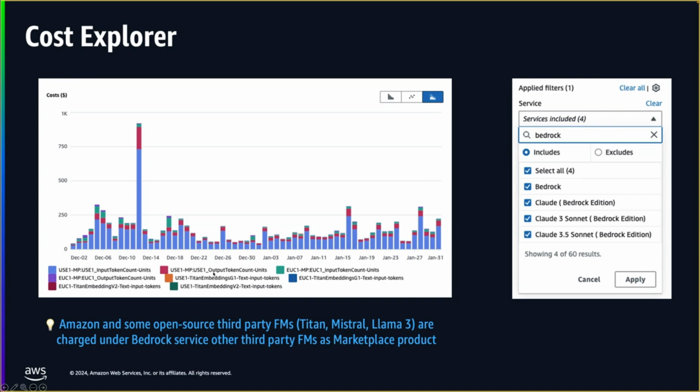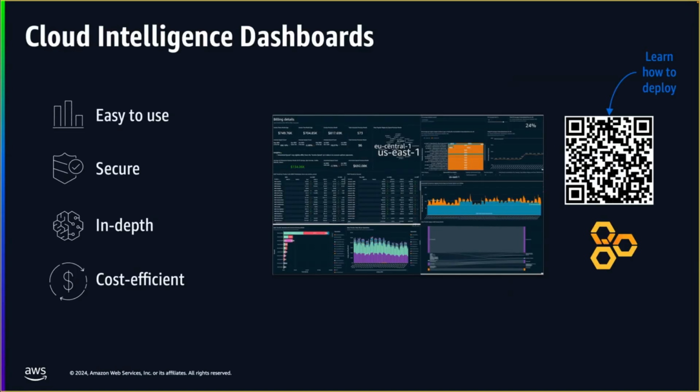Again, Cost Explorer is great. You can use the breakdown by usage type and see how many input tokens and output tokens you're paying for. This is nice visibility. However, in Cost Explorer you cannot see the usage, only cost. Also, for marketplace charged models, you cannot see cost per resource, so you cannot see the version of the model which you use. So if you need additional insights, additional details, you can use Cloud Intelligence Dashboards.